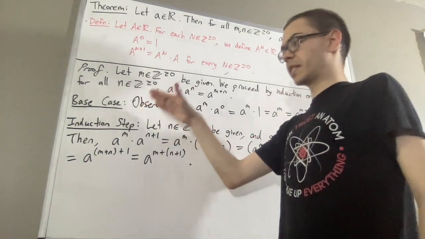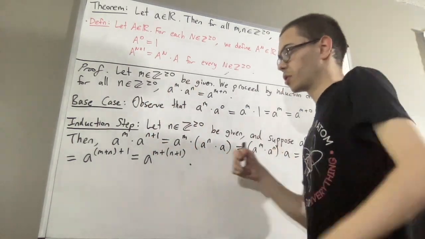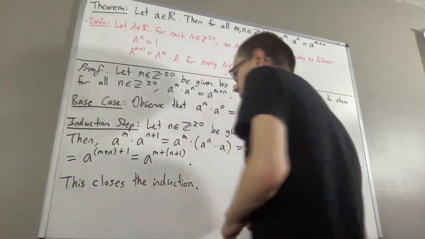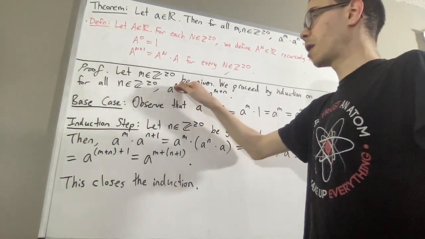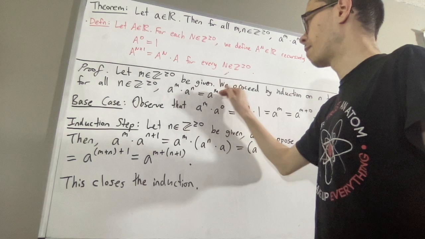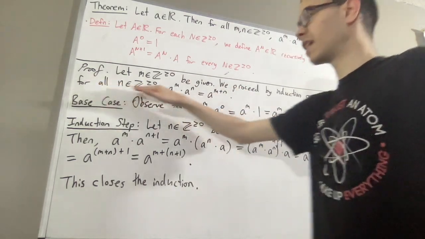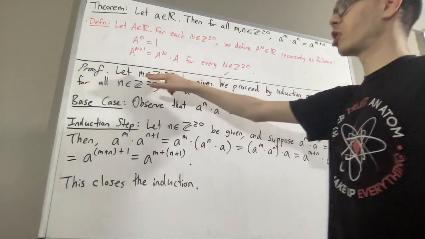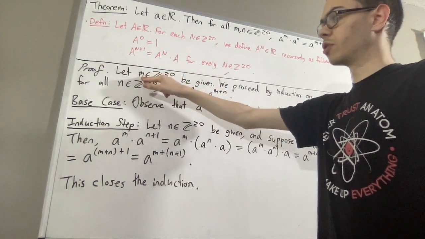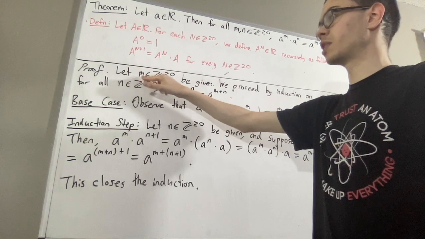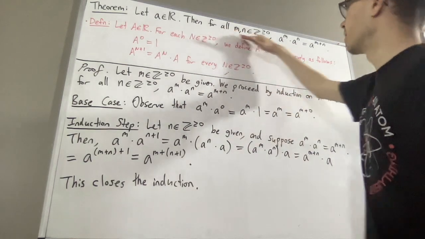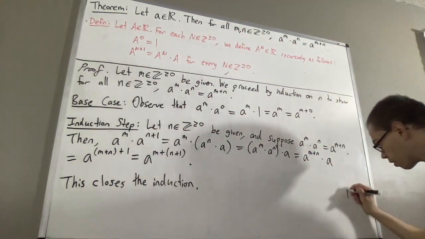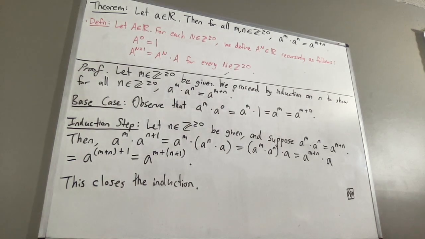Because we've completed both the base case and the induction step, this closes the induction. So by mathematical induction, we have proven for all non-negative integers n, a to the power of m times a to the power of n is equal to a to the power of m plus n. And we have proven that this statement is true, given an arbitrary non-negative integer m. So really, we have proven for all non-negative integers m and n, this equality is true. And that is exactly what we wanted to prove. So this completes the proof. And so yeah, that's pretty much it for this video.